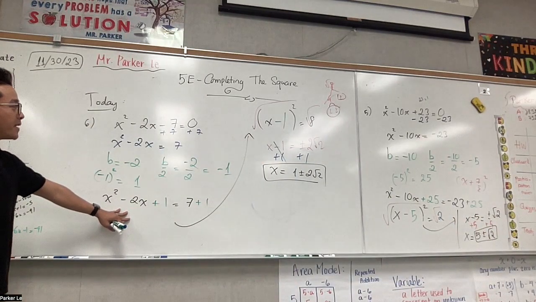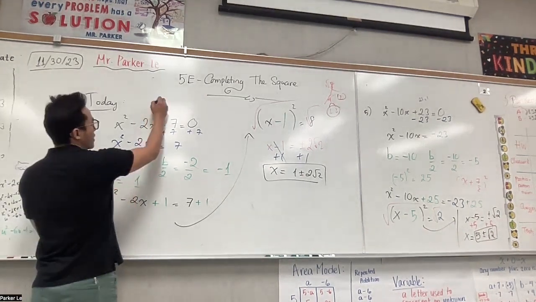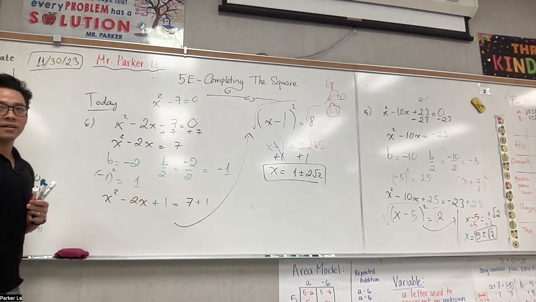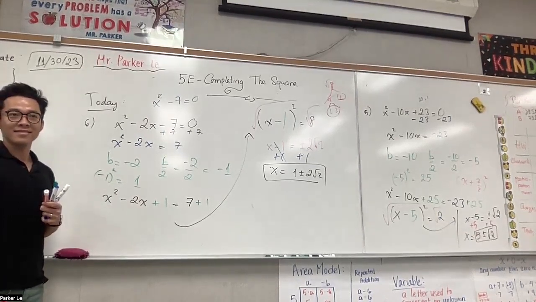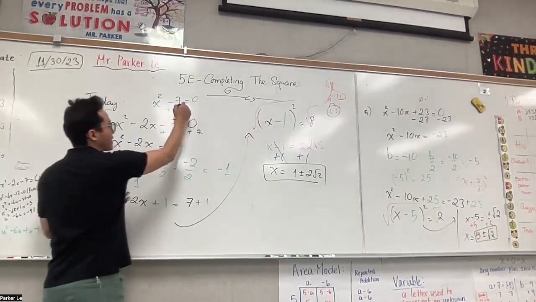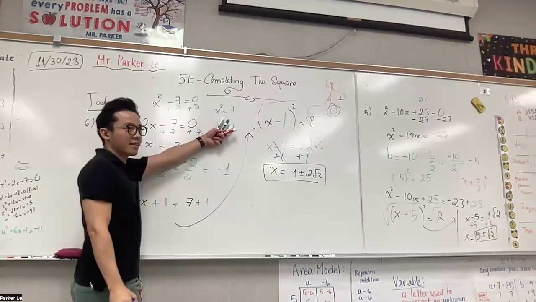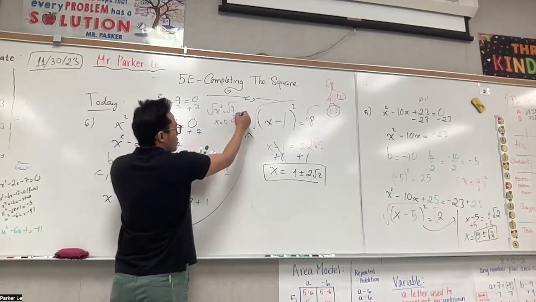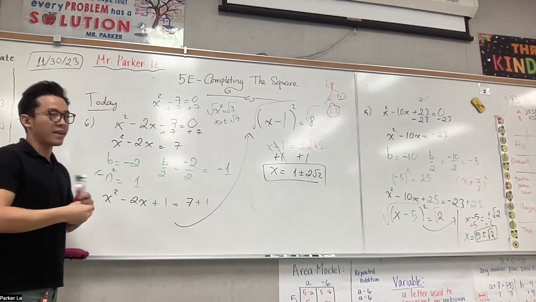Oh, good question. If b is 0, it's even easier. Let's say b is 0, you have x squared minus 7 equal to 0. What are you going to do? Put the 7 on the other side, right? So x squared equals 7. I get a square root. It's even easier. So x equals plus or minus square root of 7. B equals 0, even easier.